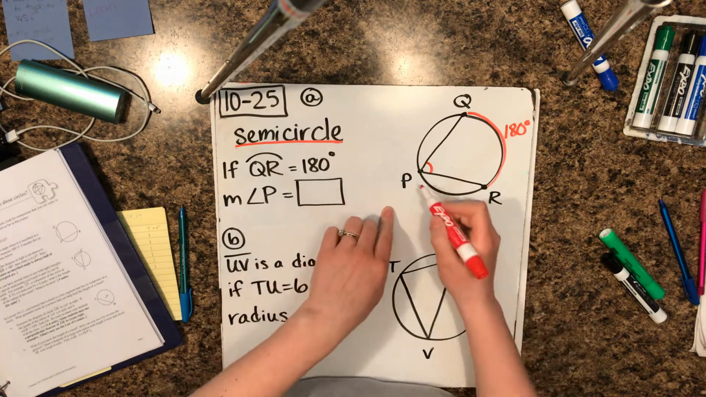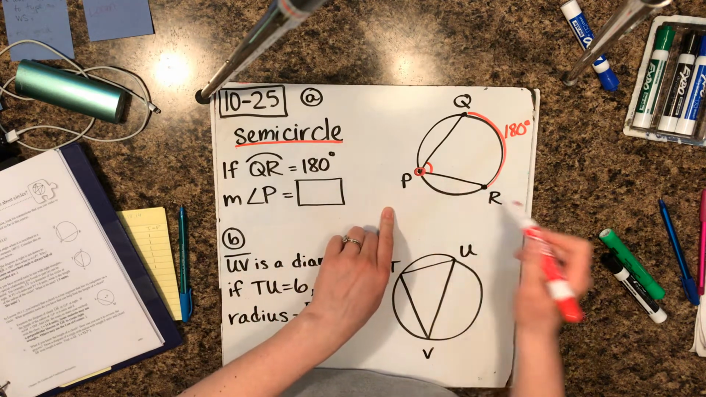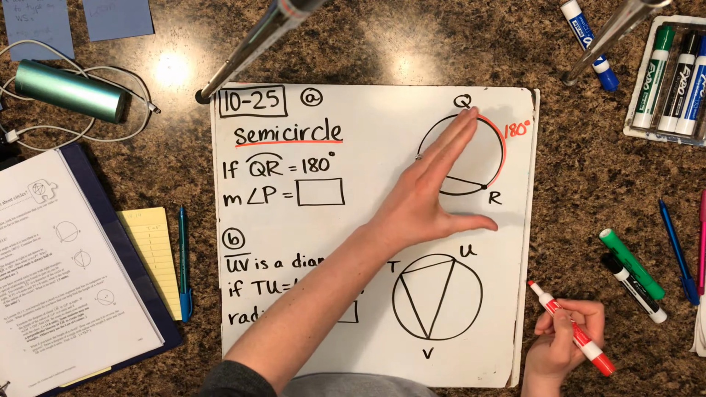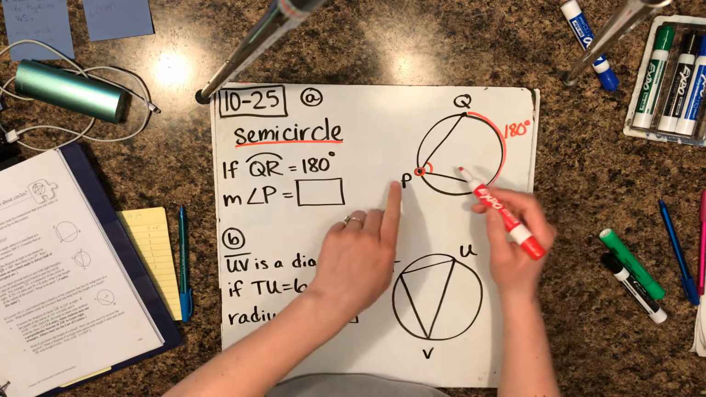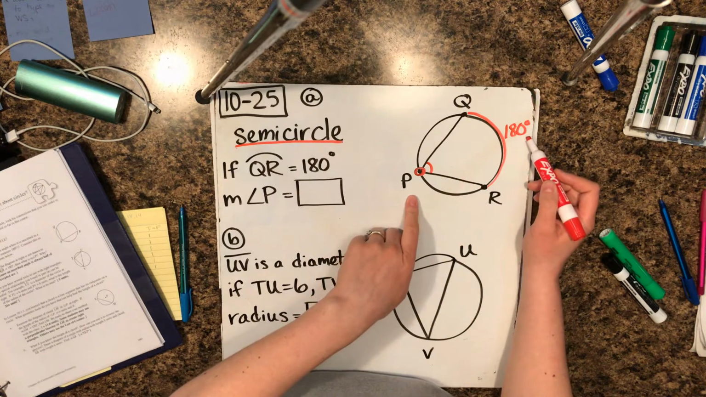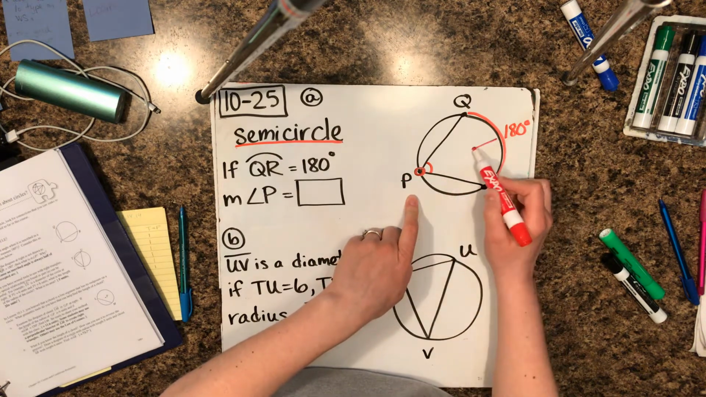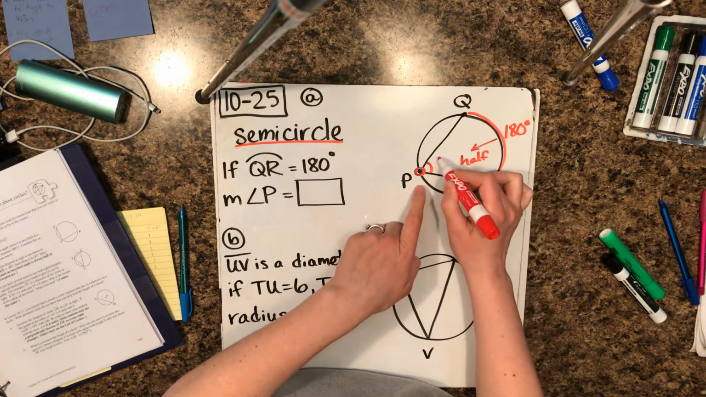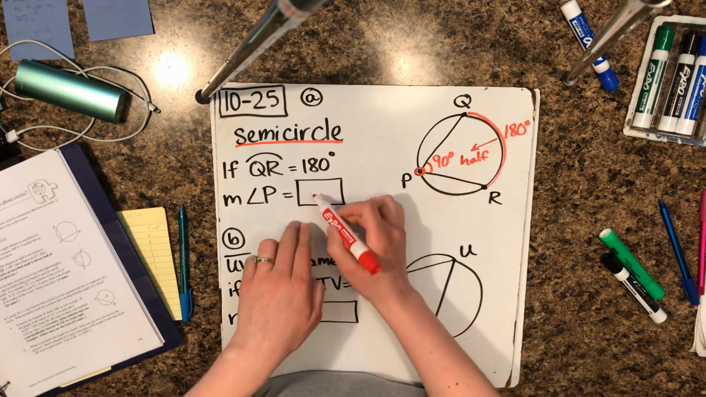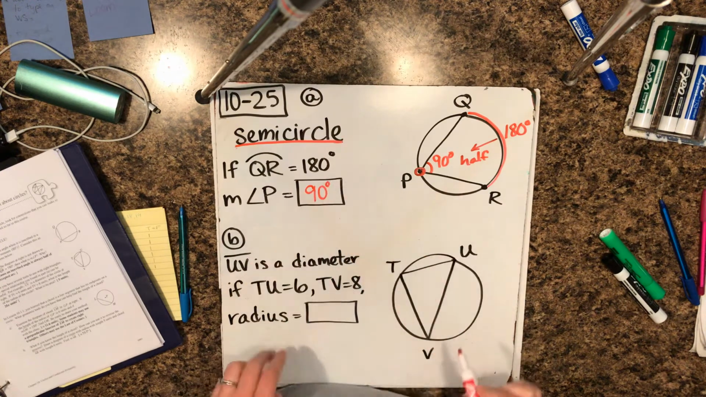Okay, remember, if the vertex of the angle is on the circle, it is so hungry, it can eat twice its size. So if it can eat twice its size, then to go backwards and find the angle, we're going to cut it in half. And we know half of 180 is 90, so angle P would have to be 90 degrees.